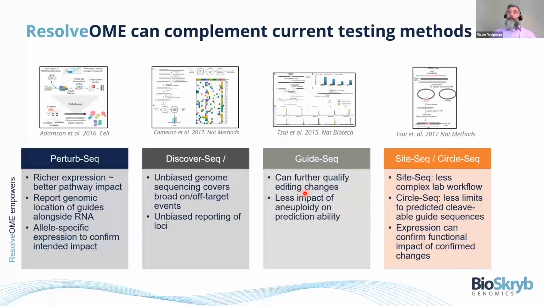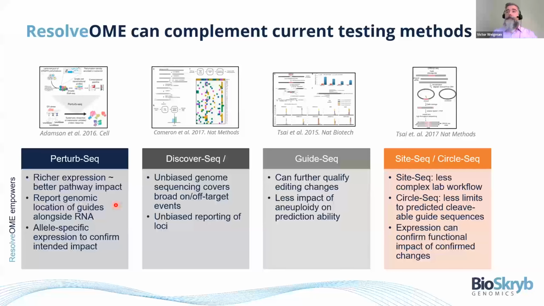So we see Resolveome as a complement to a lot of current testing methods that people are already using to understand the functionality of editing methods. So Perturb-seq, and I have just one of the many papers here, Adamson et al. in 2016, in Cell. What we're able to empower with Resolveome, without spending the whole talk going over every type of functional testing method, beyond what the existing Perturb-seq can do, Resolveome empowers richer expression. So you can understand more features of what pathways are being expressed. You're, again, complementing that because we added that DNA. You're actually getting the genomic location of the guides or the specific changes that you're getting.